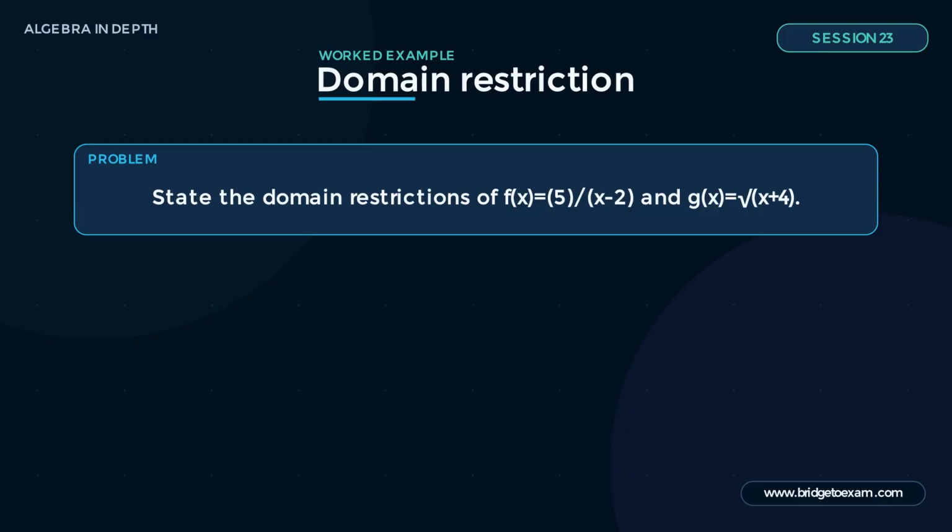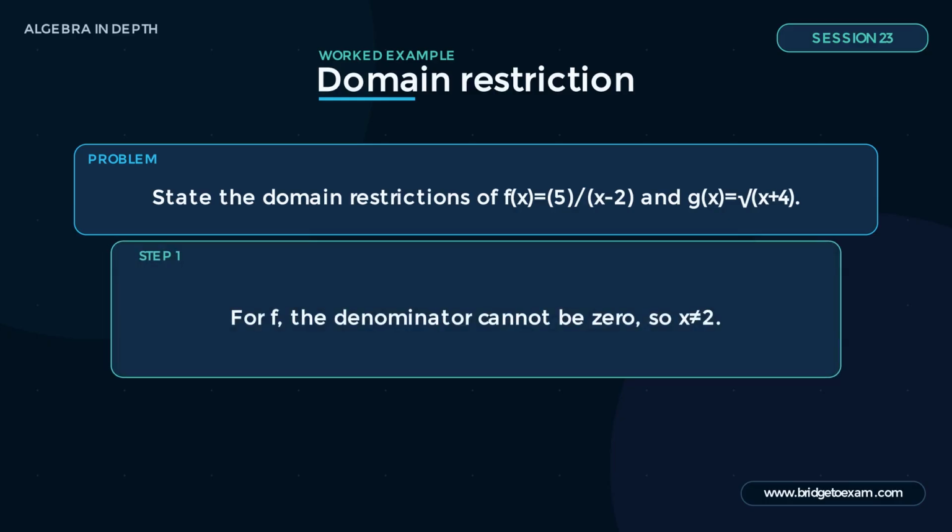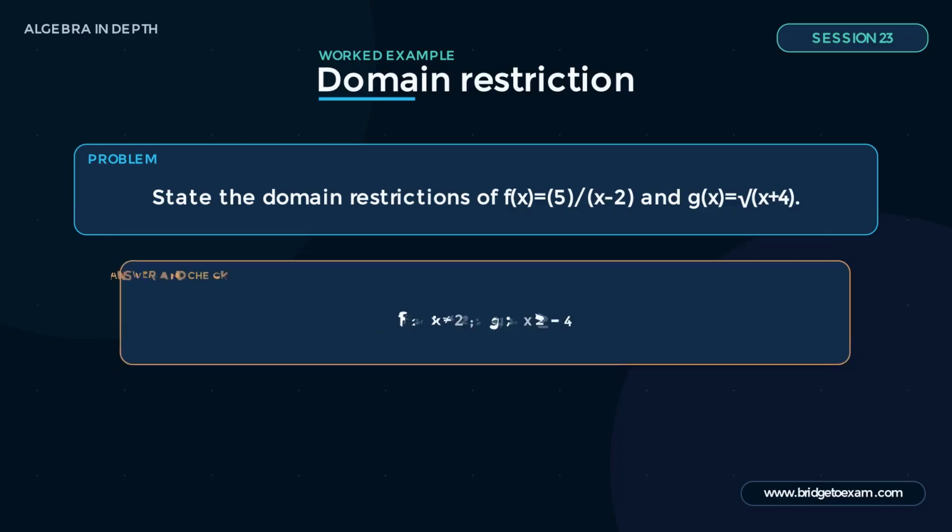Worked example, domain restriction. State the domain restrictions of f(x) equals 5/(x−2) and g(x) equals the square root of x plus 4. Step 1. For f, the denominator cannot be 0, so x is not equal to 2. Step 2. For g, the radicand must satisfy x plus 4 is greater than or equal to 0. Step 3. Therefore, g requires x is greater than or equal to −4.